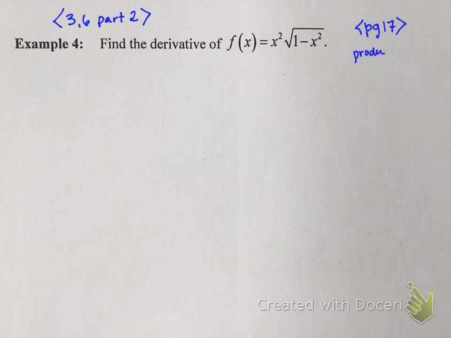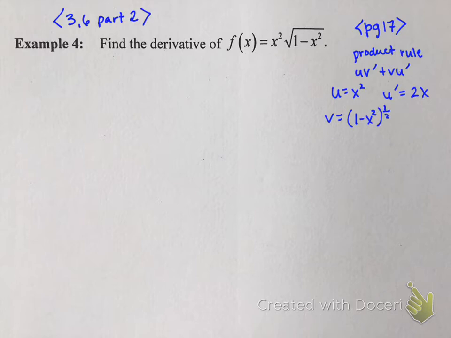So the product rule says that we take u times v prime plus v times u prime. Okay, so let's go ahead and write out what everything is. u is x squared, and the derivative of u equals 2x. v equals the square root of 1 minus x squared, or I can write this as 1 minus x squared to the half power.